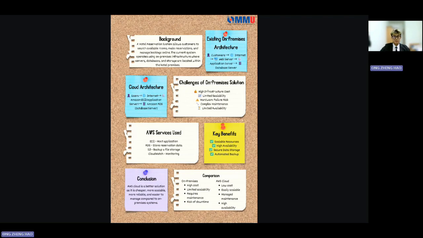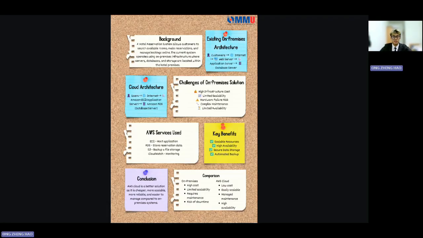It also has limited scalability, meaning if the system needs more capacity, new hardware must be purchased and installed. In addition, there is a higher risk of downtime due to hardware failure or maintenance issues. Lastly, the system requires continuous maintenance by the IT staff, including updates and troubleshooting.